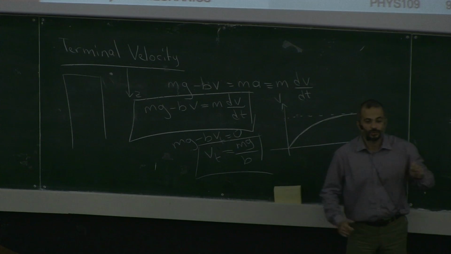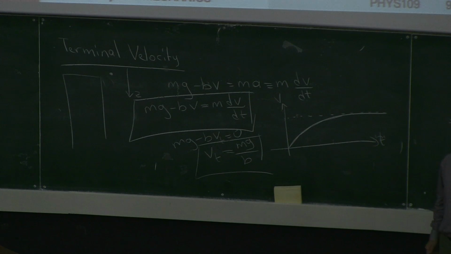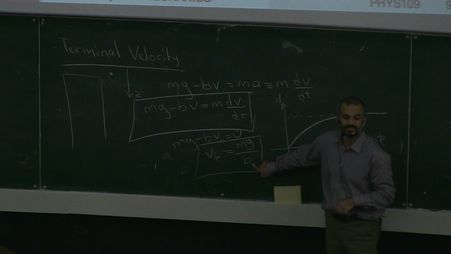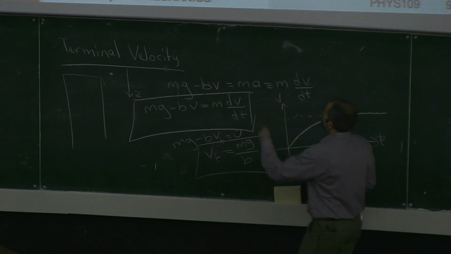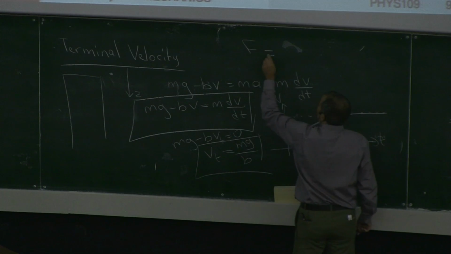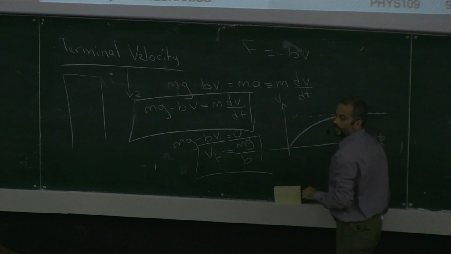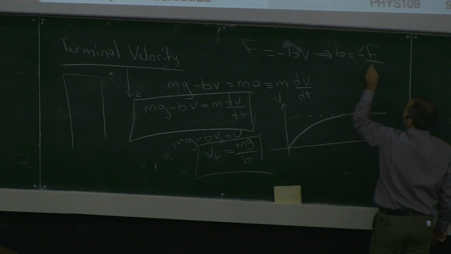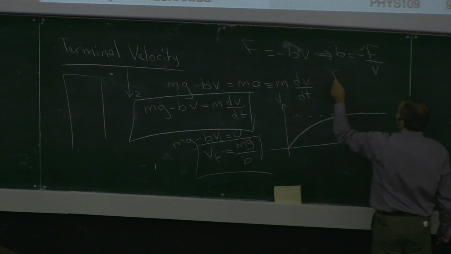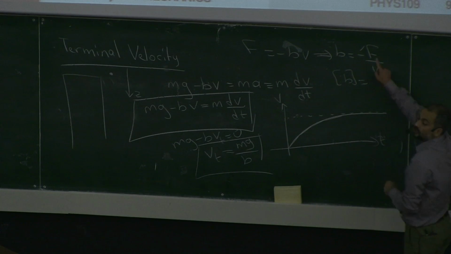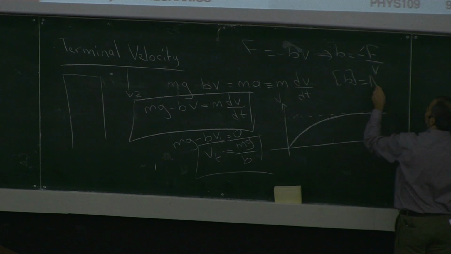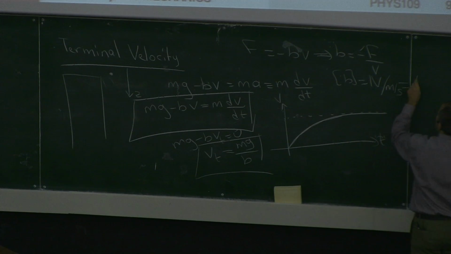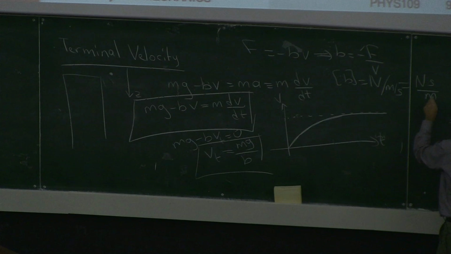Whenever you have a result, you should always do dimensional analysis to check whether your result is correct or not. Of course, here the first question is, what is the dimension of B? How do we define B? The force is equal to minus BV. So B is equal to minus F over V. So the unit of B, the unit of force is newtons per meters per second, or Newton second per meter. This is the unit of B.